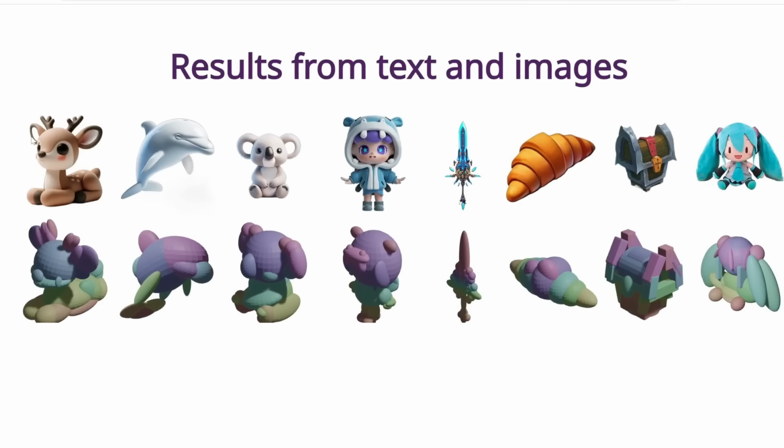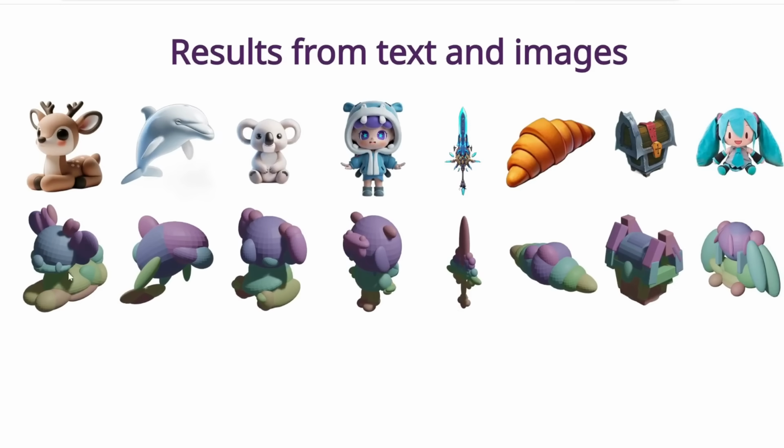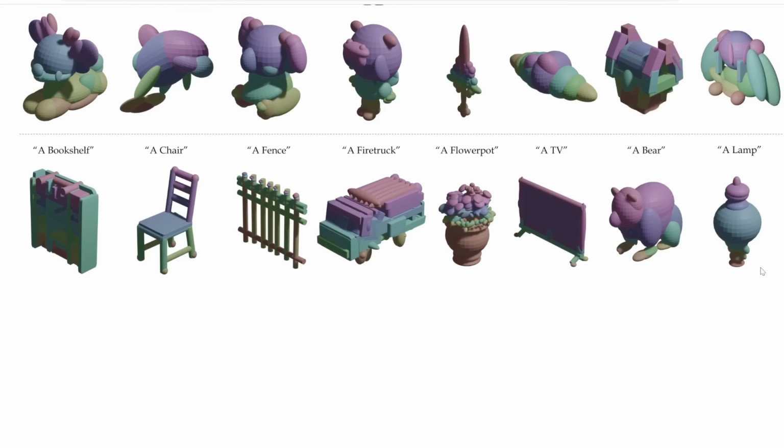And then here are some more examples. So if you input this deer, this is the resulting segmented 3D model with all these basic shapes. Here's a dolphin, a koala, etc. Even with this really tricky anime girl figurine, it was able to break this down into these basic shapes. Same with this sword and this really complicated treasure chest and this Miku doll. Now, it doesn't have to take in a 3D model. You can just use a text prompt and it can create a 3D model made up of these primitive shapes as well. So here's a bookshelf, here's a chair, a fence, a fire truck, etc.